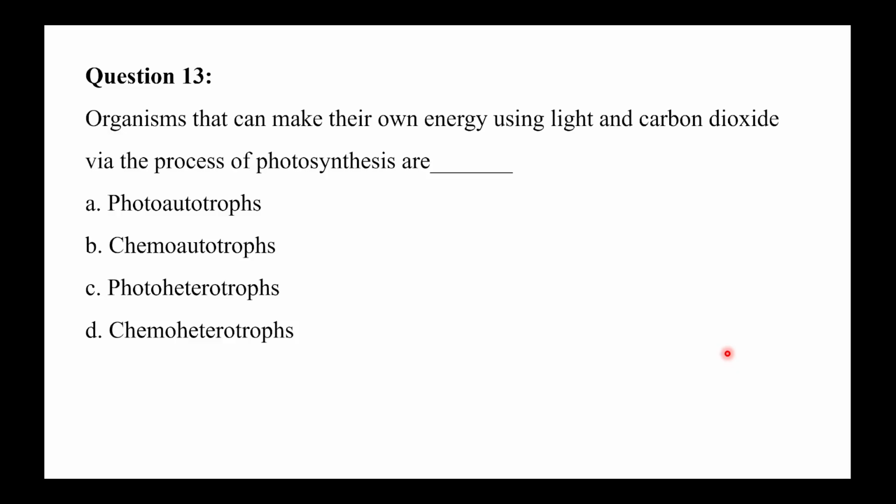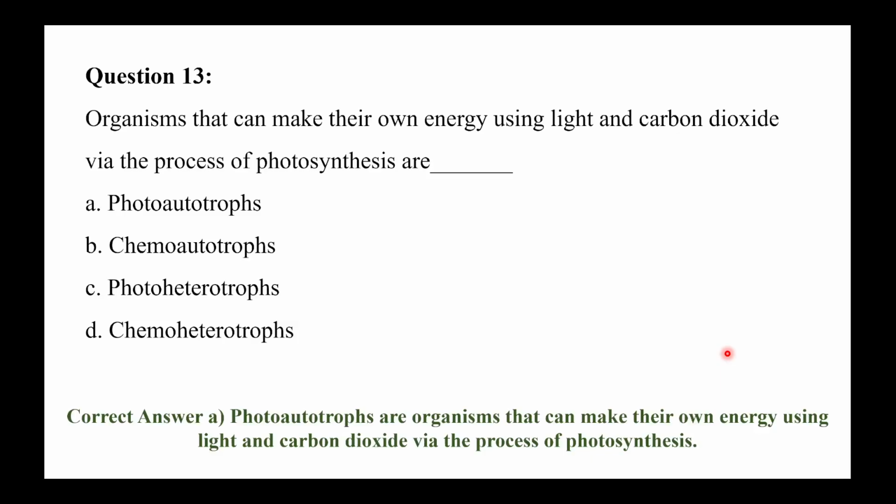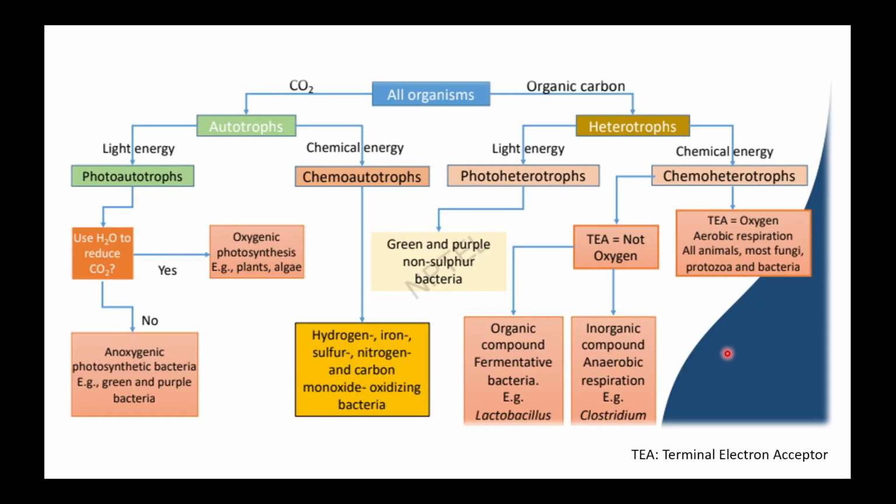Let's see the correct answer. Photoautotrophs is the correct answer. They are organisms that can make their own energy using light and carbon dioxide via process of photosynthesis. So in one of the previous sessions, I have already shown this chart. So I'll go through this again.